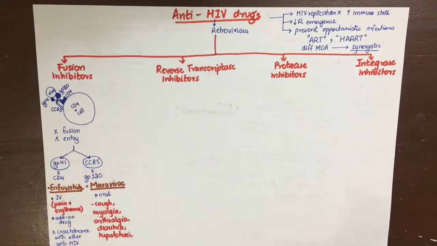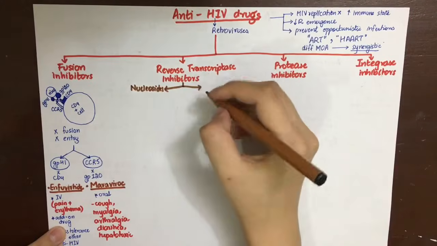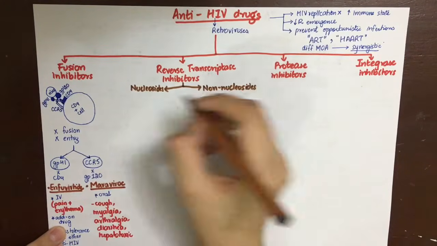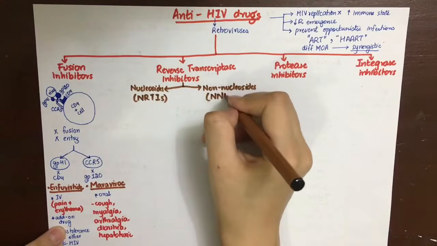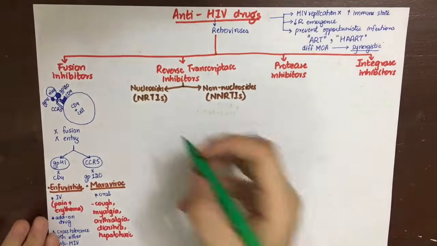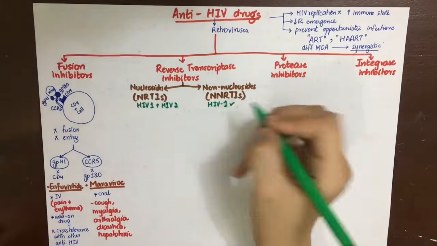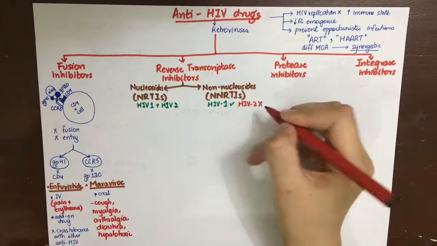Coming to the reverse transcriptase inhibitors, which will not let the virus convert its RNA into DNA and thus incorporate into the human genome, they can be divided into those that are nucleoside analogs and those that are non-nucleosides in nature. Nucleoside analogs are known as NRTIs, that is nucleoside reverse transcriptase inhibitors, and the non-nucleosides are known as non-nucleoside reverse transcriptase inhibitors. NRTIs can act on both HIV-1 and HIV-2 types of HIV, while non-nucleosides can act only on HIV-1 and not on HIV-2. Now we'll see the NRTIs in detail.